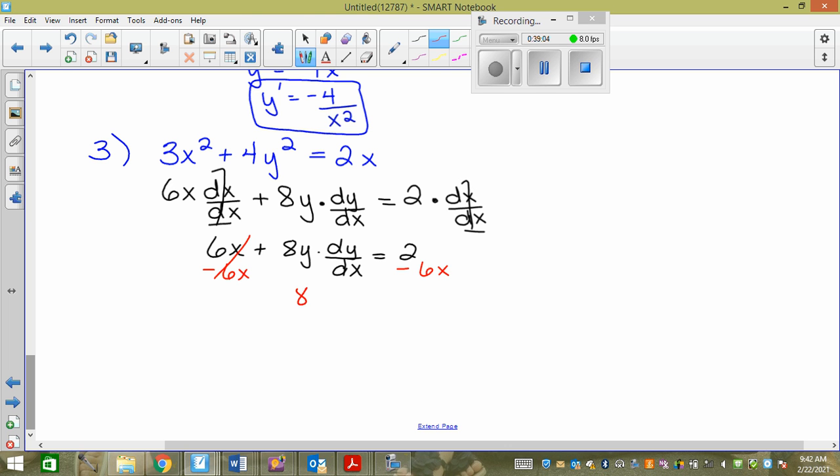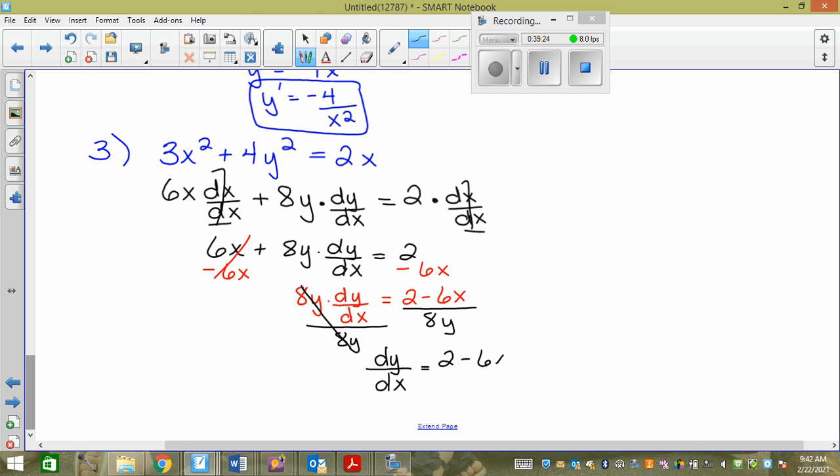So I get 8y dy over dx equals 2 minus 6x, and then I divide by 8y. Dy over dx equals this. And that will be the answer in the book. They're not going to make you insert the y back in.